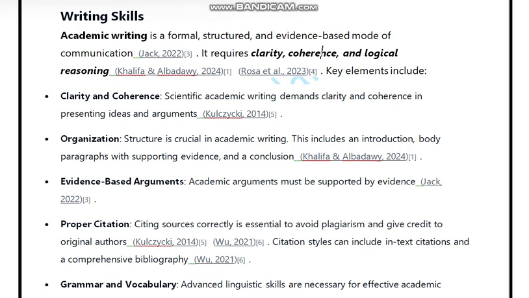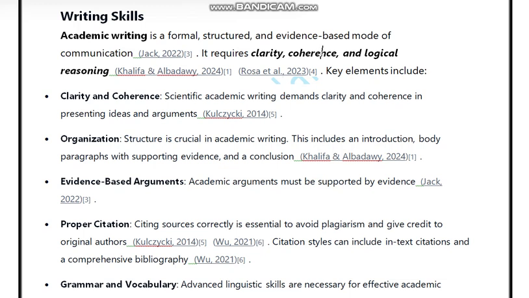For example, if you are talking about the human head, you will talk about the hair, then the forehead, then the eyes, eyebrows, and then come to the mouth and nose. So key elements include clarity and coherence. Scientific academic writing demands clarity and coherence. So in your writing there must be coherence, logical connection, and clarity.